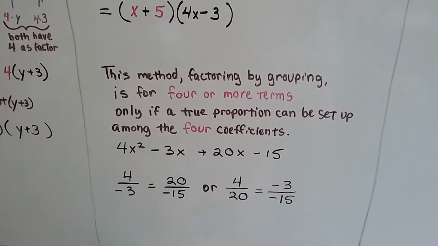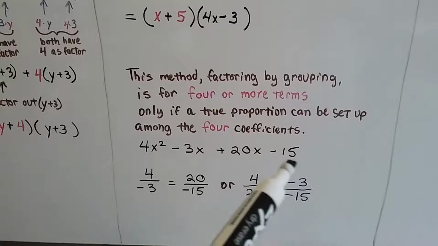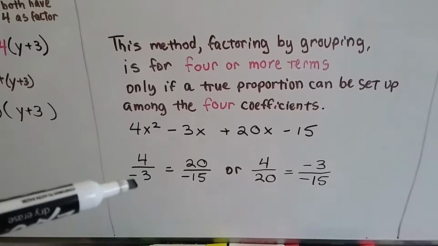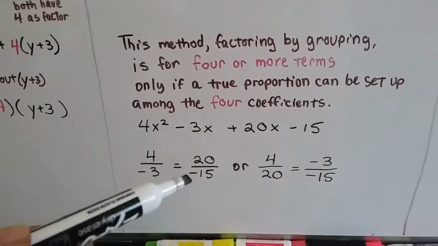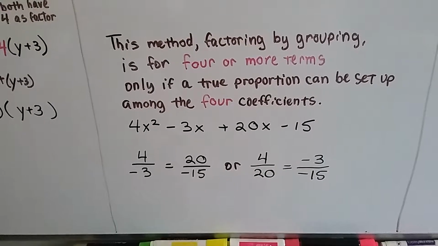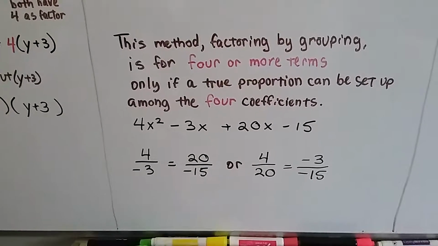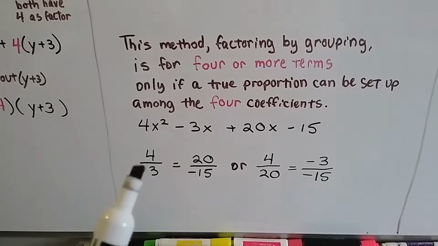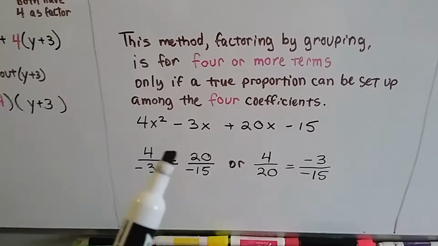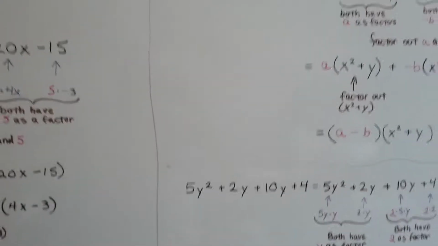And this method, factoring by grouping, is for 4 or more terms, remember. Only if a true proportion can be set up among the 4 coefficients. So when we look at this problem that we had, this is the original problem, we could put 4 divided by negative 3, and it'll equal 20 divided by negative 15. We can even do 4 divided by 20 is going to equal negative 3 divided by negative 15. See? It needs to be in proportion, okay? Negative 4 thirds is in proportion to negative 20 fifteenths.